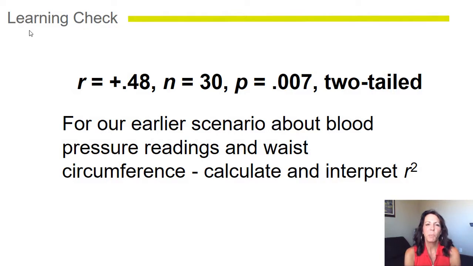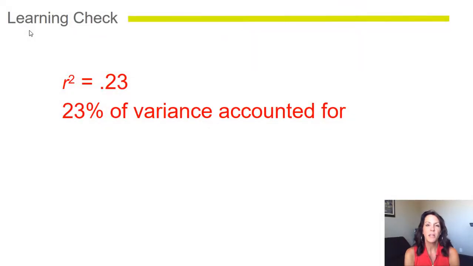R equals plus 0.48, N equals 30, P is 0.007. Okay, that's significant, right? Less than 0.05. So from our earlier scenario about blood pressure readings and waist circumference, calculate and interpret the R squared. Pause the computer to do that. Our R squared is 0.23. We get that by taking 0.48, our R, times 0.48, we're squaring our R, to get 0.23. That means 23% of the variance accounted for, or 23% of the variance can be explained by the relationship between x and y.